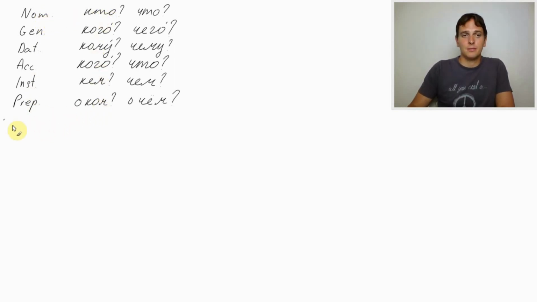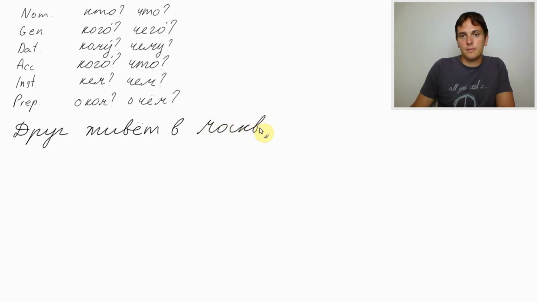First one, the person. And the person will be friend, друг. Friend is друг. And the sentence would be, friend lives in Moscow. Друг живет в Москве. Can you hear the difference in the pronunciation? Written Москве, pronounced Москве, with the emphasis on «е».